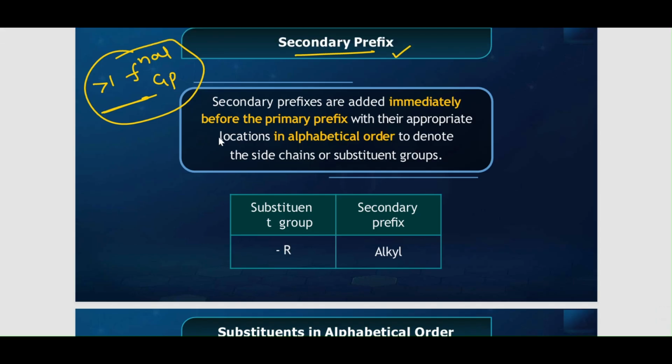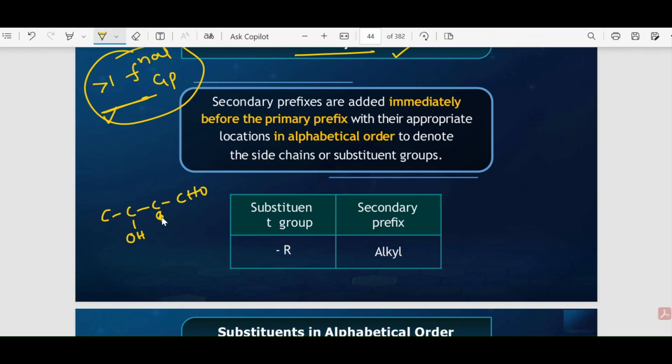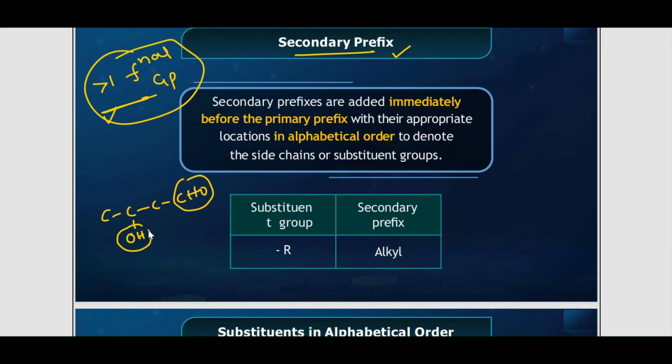Here the secondary prefix can be used apart from the single functional group case. Suppose, for example, I have given a carbon compound here, and in this carbon compound I have given two functional groups. Clear? One is aldehyde, another one is alcohol. So if a carbon compound contains more than one functional group, at that time we can use secondary prefix.